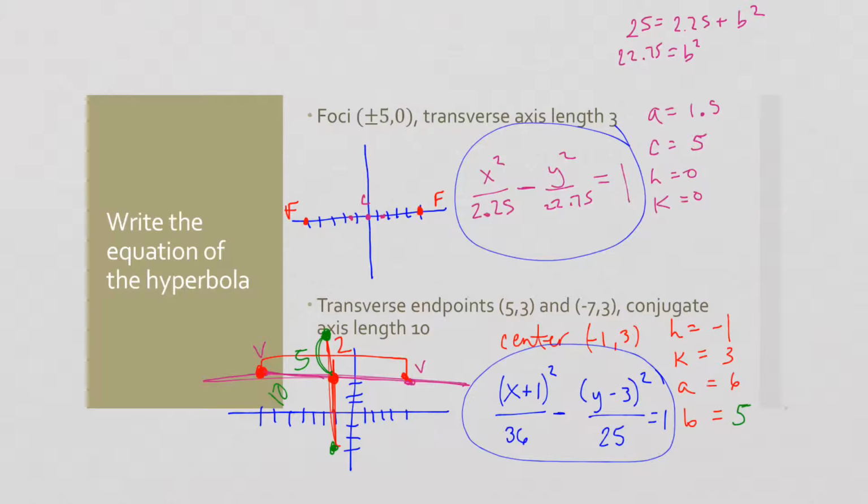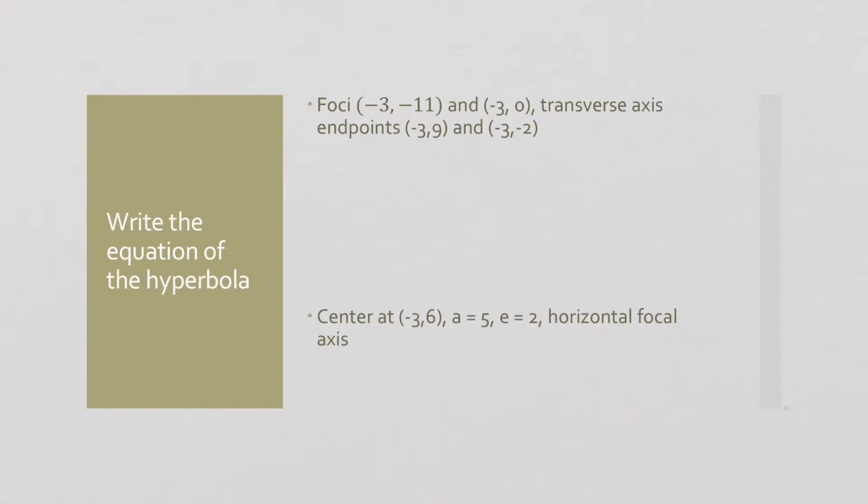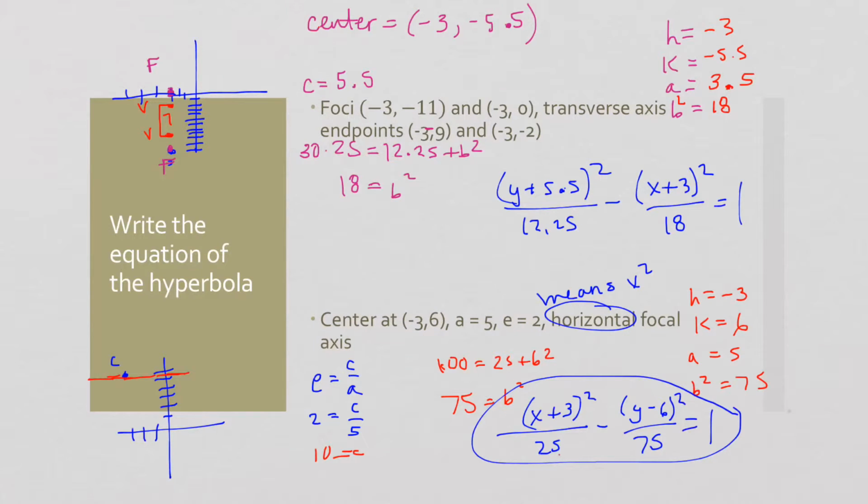So we need to draw our graph. We need to understand kind of what's happening with the information that they give us in order to write our equation. Here are 2 examples. Go ahead and pause the video and try to write the equations on your own. Then come back and check your answers. One thing to notice is there is a typo here. That should be a -9. Go ahead and check your answers.